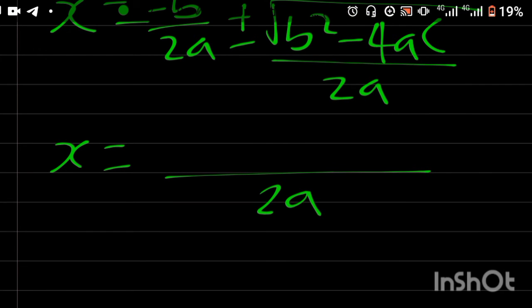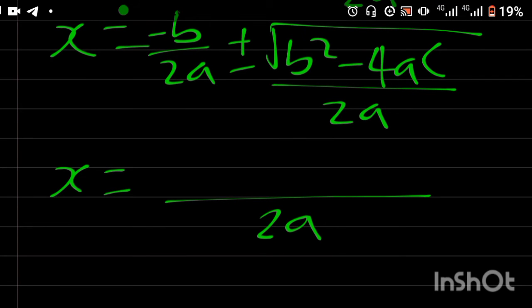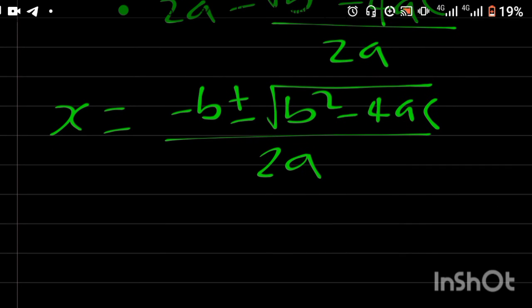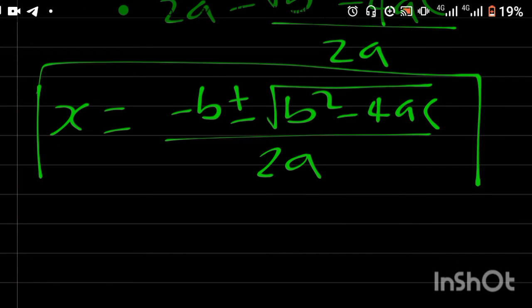2a goes into 2a is 1. 1 times minus b is minus b. Then my plus or minus. 2a goes into 2a is 1. 1 times everything we have here is going to be everything we have there. Therefore, this is our general formula. Some people call it almighty formula, or some people call it quadratic formula for solving quadratic equation.